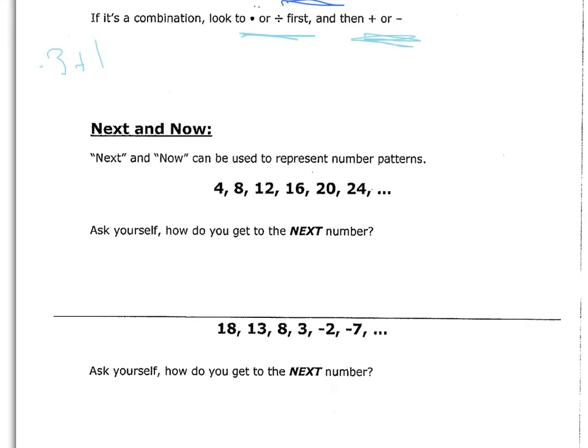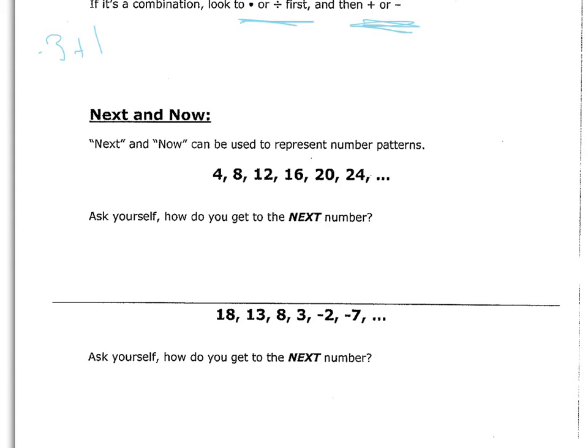Alright, so next and now equations. Basically, a next and now equation is an algorithm that helps you figure out what number comes next in the pattern. So let's say you had this example right here: 4, 8, 12, 16, 20, and 24. And we want to ask ourselves, how do you get to the next number? Well, to get to the next number, you have to take the number you have now.